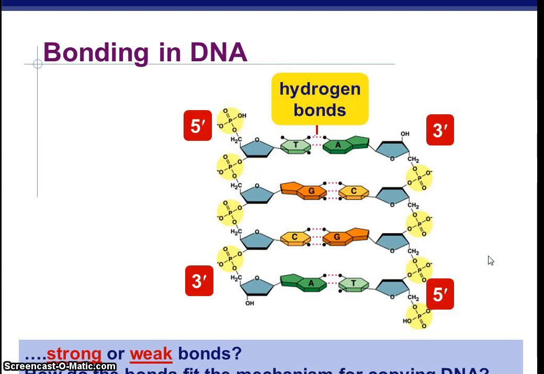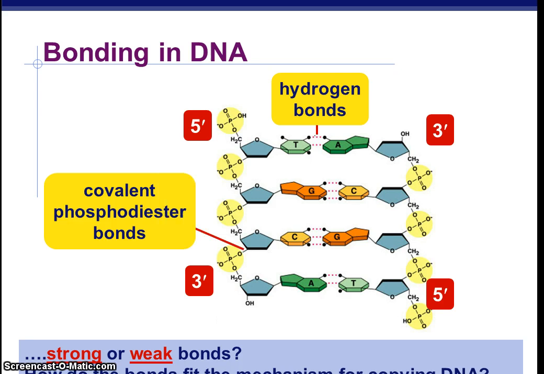So as far as bonding, there are hydrogen bonds down the middle and covalent bonds down the sides. And those hydrogen bonds, they're considered weak bonds, but a lot of them could be strong. And so this helps with replication, because when it replicates, it's going to go right in the middle. So those bonds are easier to break than the ones on the side.